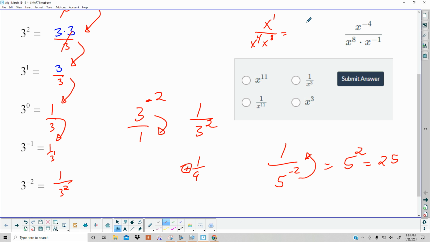Okay, so I have x to the first upstairs, x to the 12th downstairs. And what we did just in the last lesson is you subtract your exponents where there are more of them. So 1/x to the 11th. There you go.